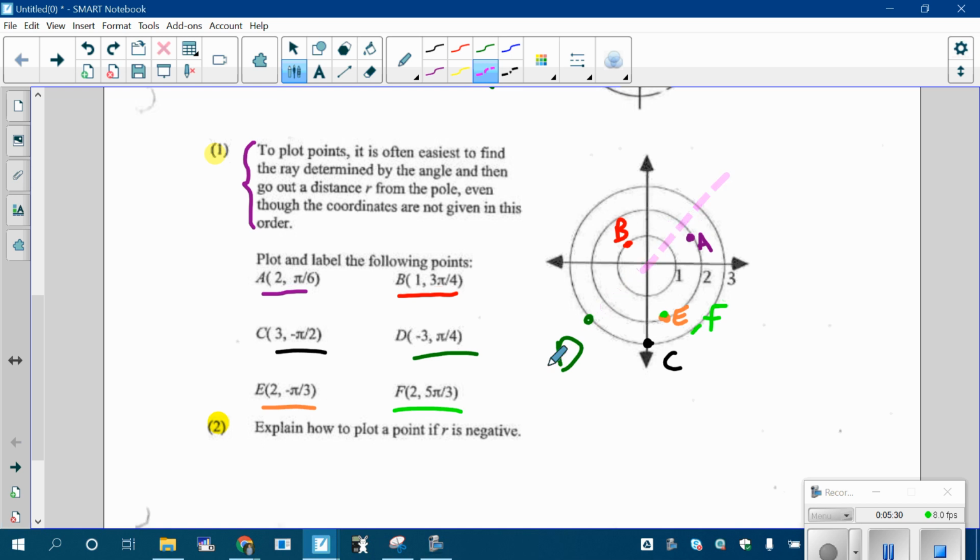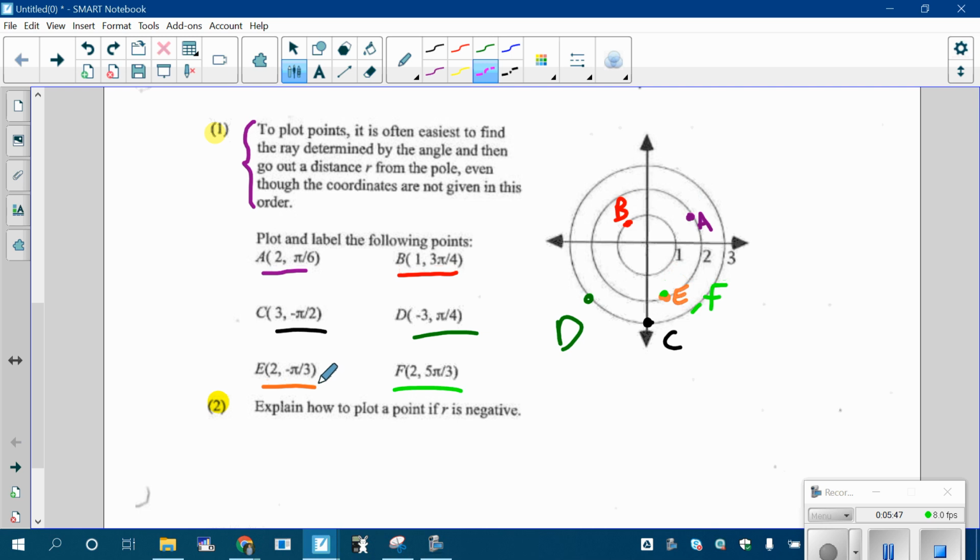Okay? What do you do if you have a negative angle? Well, you just rotate backwards. That's normal. And so for 3, negative pi halves, you go negative pi halves and then go out 3. It's easier if you plot the theta first and then think about how far from the pole.